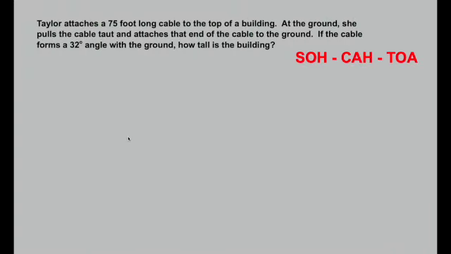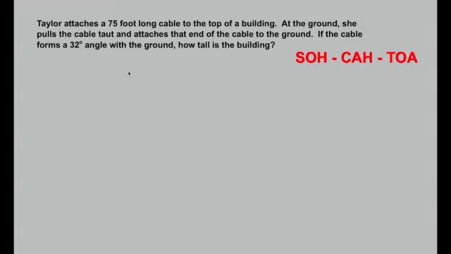Let's go ahead now and take a look at our first word problem. We have Taylor attaches a 75-foot long cable to the top of a building. At the ground, she pulls the cable taut and attaches that end of the cable to the ground. If the cable forms a 32-degree angle with the ground, how tall is the building? One thing I always want you to do is, either in your mind or on paper, think about SOHCAHTOA, because we're going to be using either sine, cosine, or tangent.